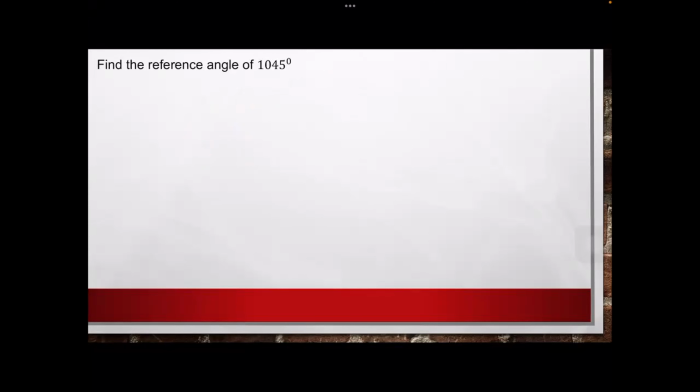So again, masyado siyang malaki. So gamitan natin siya ng terminal. So magkakaroon tayo dito ng 1045 minus 360. Yung sagot natin dito is 1045 minus 360. This will be 685. Tama?